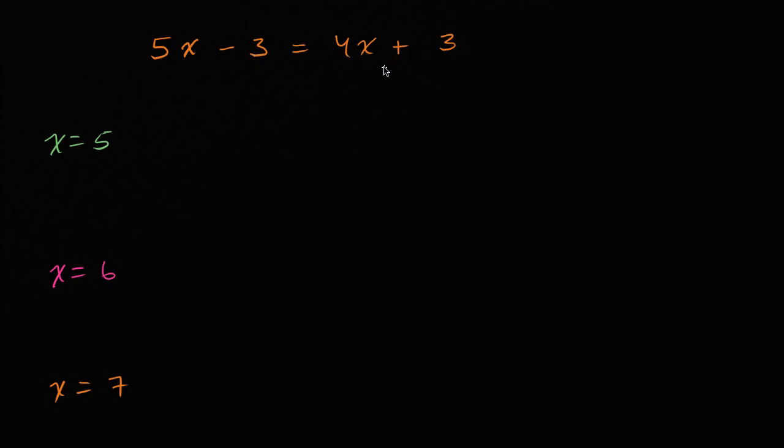So I'm assuming that you have tried that. So let's work through each of them one by one. So let's say this first one. If x is equal to 5, then in order for this to be true, 5 times 5, right? 5 times x. So 5 times 5 minus 3 needs to be equal to 4 times. Everywhere we see an x, we're going to put a 5 there. 4 times, actually, let me do it this way. Let me just color code it.